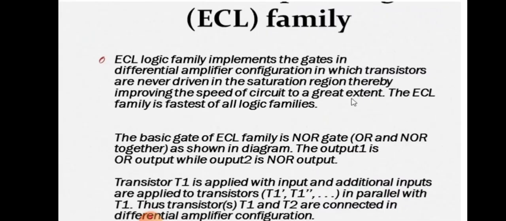Now the next family is the ECL, that is emitter coupled logic. The ECL logic family implements the gates in differential amplifier configuration in which transistors are never driven in the saturation region, thereby improving the speed of the circuit to a great extent. Here, as we know, the fastest working family is the ECL. We have seen this in the first lecture of the logic families. So the ECL family is the fastest of all logic families.